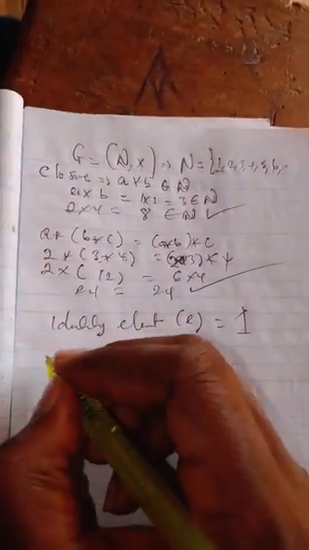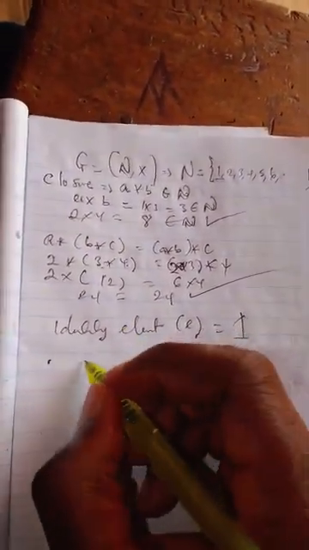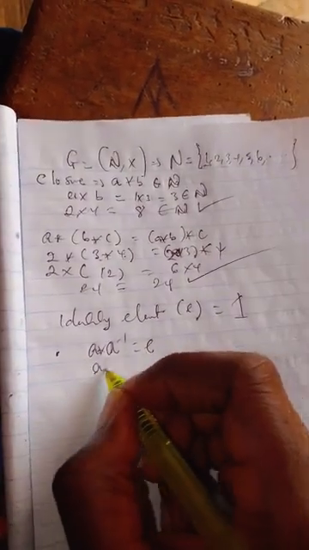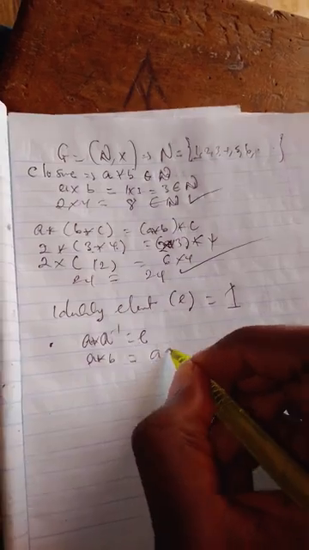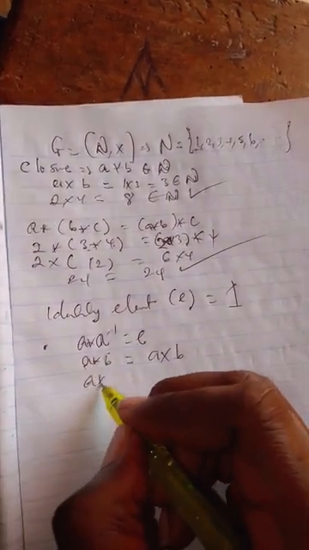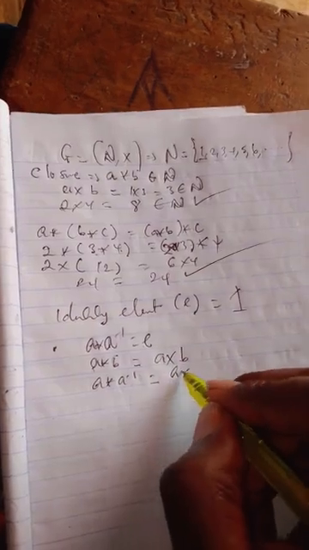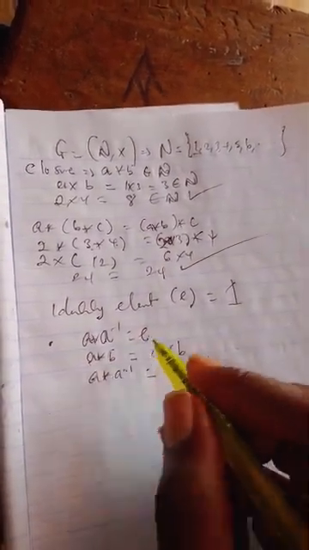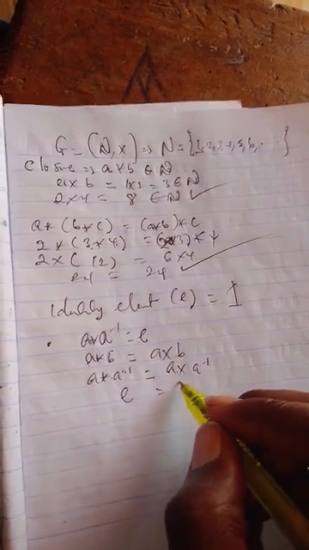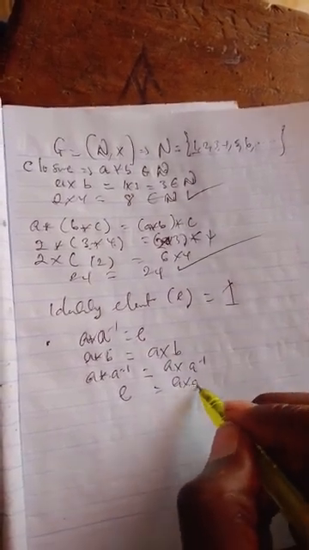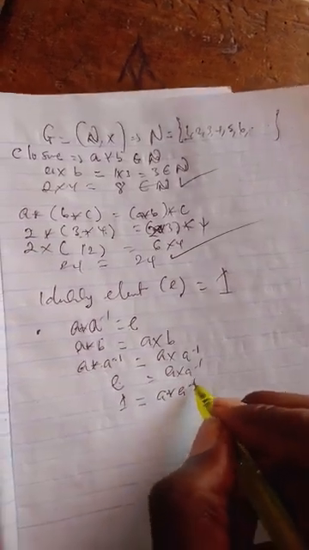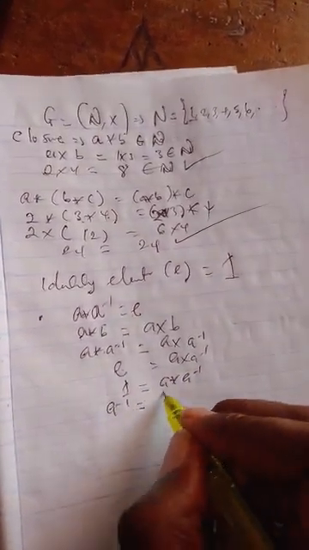So let me just write down the inverse. So A asterisk A inverse is equal to E. Don't forget, A asterisk B is equal to A times B. The operation we are using is multiplication. So replace B by A inverse. So that will be A asterisk A inverse is equal to A times A inverse. And A asterisk A inverse is E. So you have E, which is equal to A times A inverse, and our E is 1, so I have 1 is equal to A times A inverse, then divide both sides by A, so you have A inverse is equal to 1 over A.